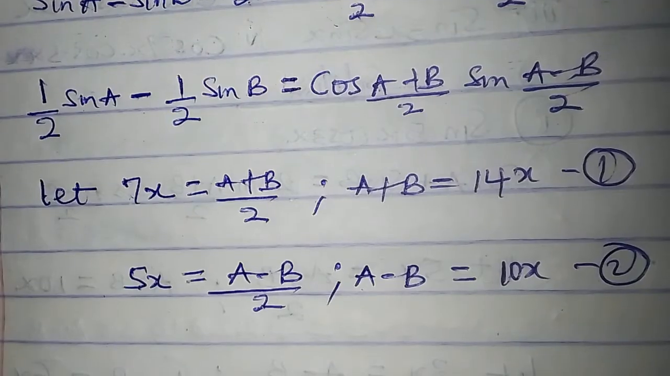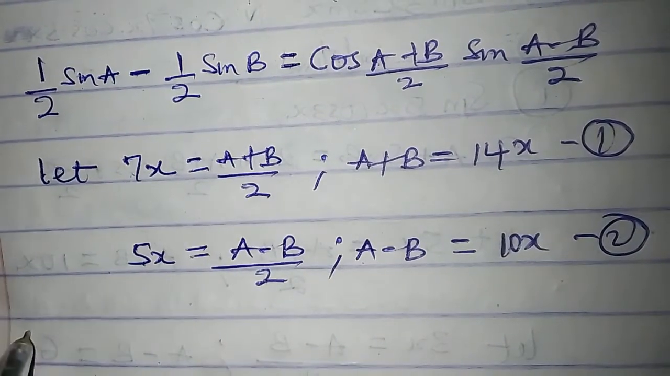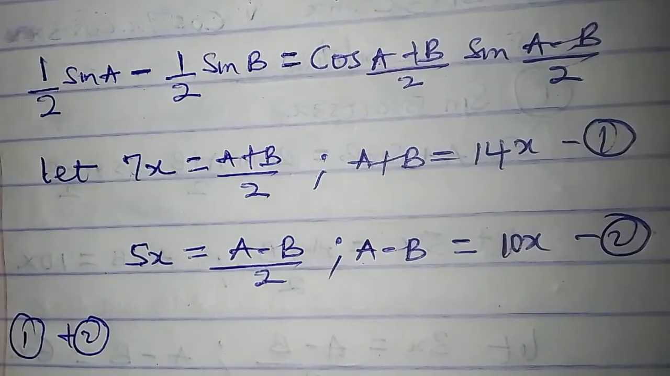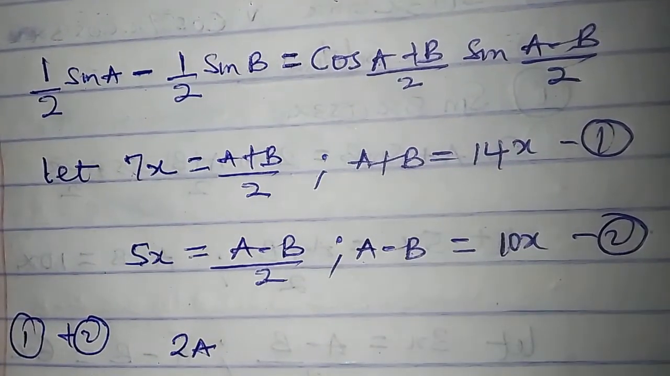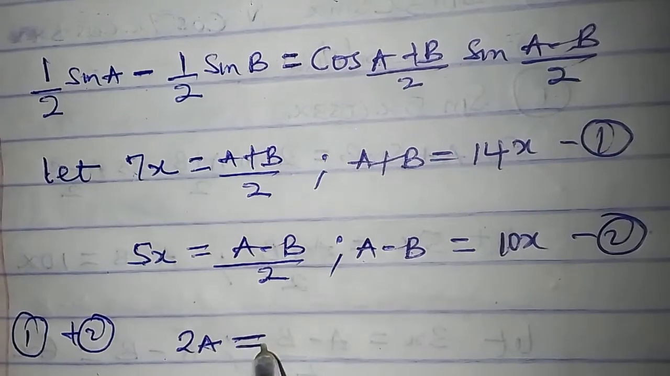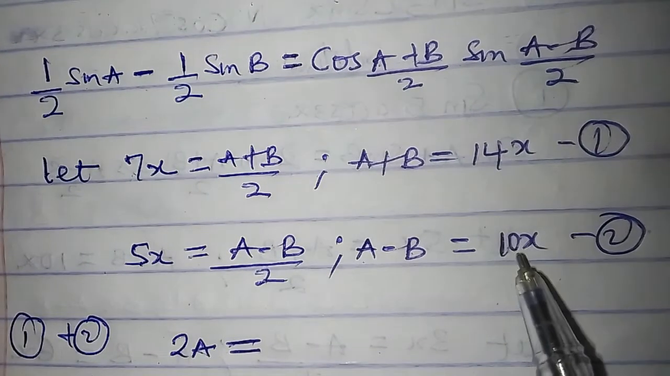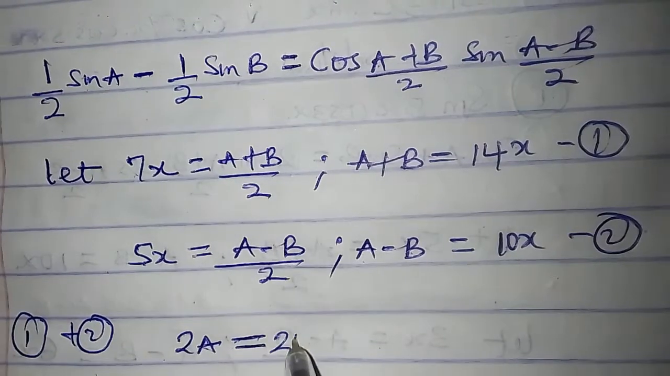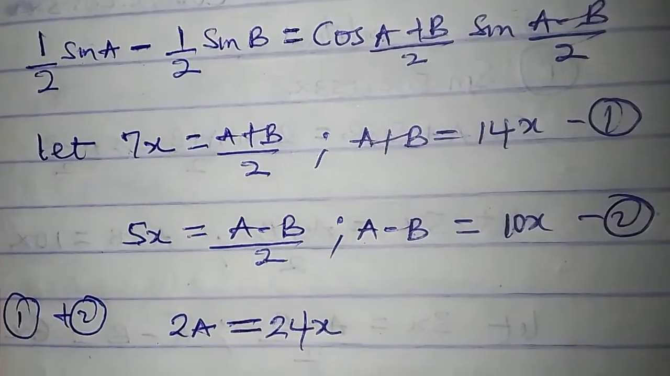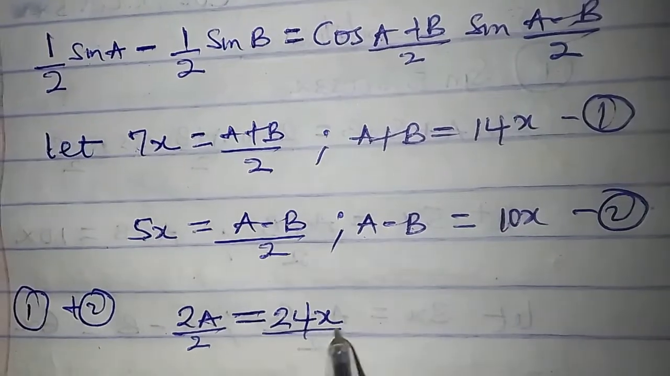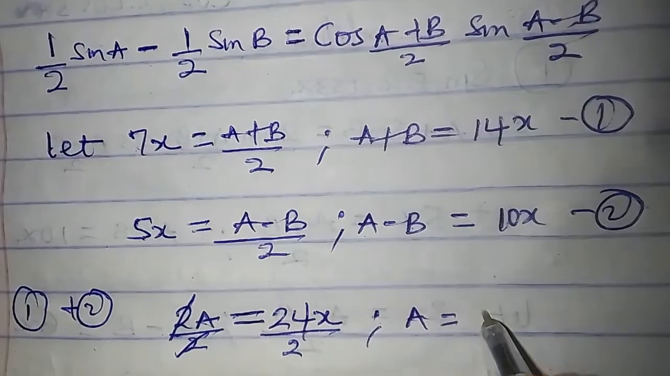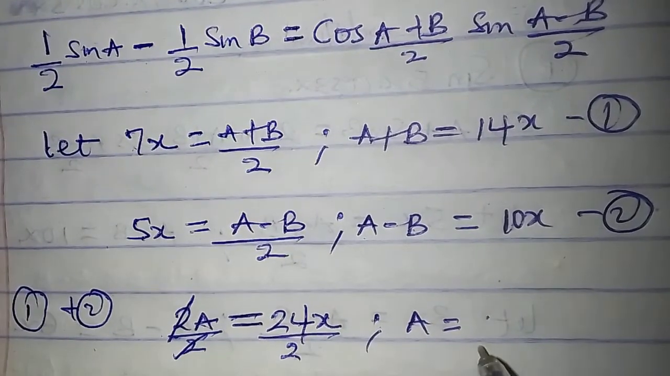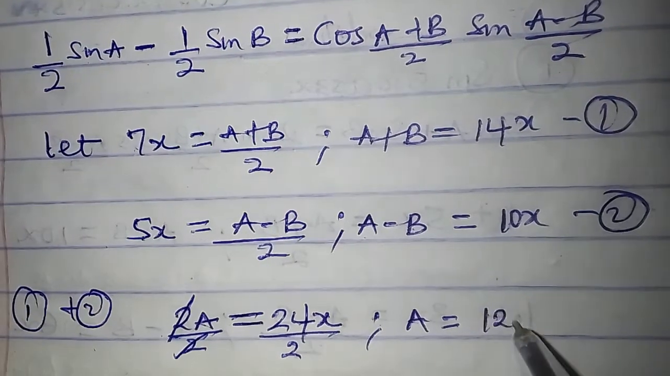So let's add first to get a. Equation 1 plus equation 2, a plus a, that is 2a, b plus minus b is 0. Have 14x plus 10x, 24x. So dividing both sides by 2, 2 cancel 2 means that a is equal to what? 24x over 2, which is actually 12x.